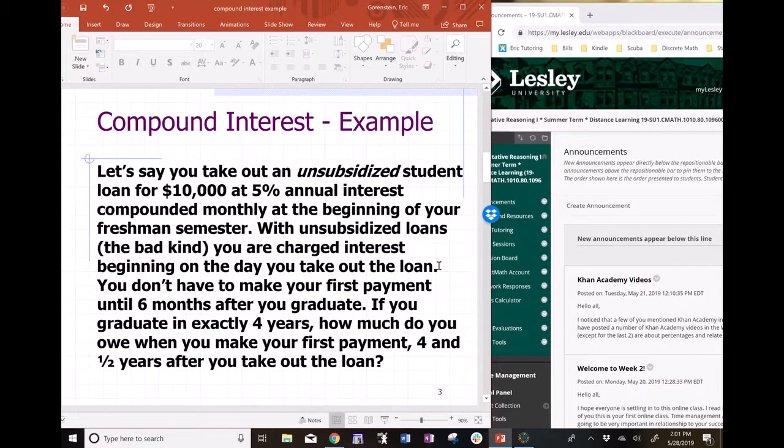Okay, so let's say you take out a student loan for $10,000 at 5% annual interest, and that's compounded monthly at the beginning of the freshman semester. With an unsubsidized loan, you're charged interest from day one, but you don't have to make payments until 6 months after you graduate. So let's say you graduate in 4 years, so your first payment's going to be 4.5 years after you take out the loan. So now the question is, how much do you owe when you start making that first payment? You're going to owe more than $10,000, because before making that first payment, you've been charged interest. You've been charged a fee for 4.5 years. So now the question is, how much?